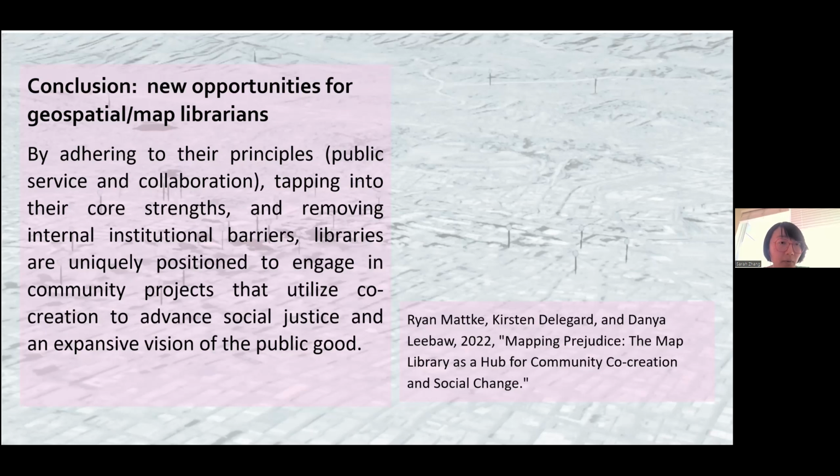And the words go like this: by adhering to their principles, namely public service and collaboration, tapping into their core strength, and removing internal institutional barriers, libraries are uniquely positioned to engage in community projects that utilize co-creation to advance social justice and an expansive vision of the public good. So we do have a role in the public good, even if we are an academic library.